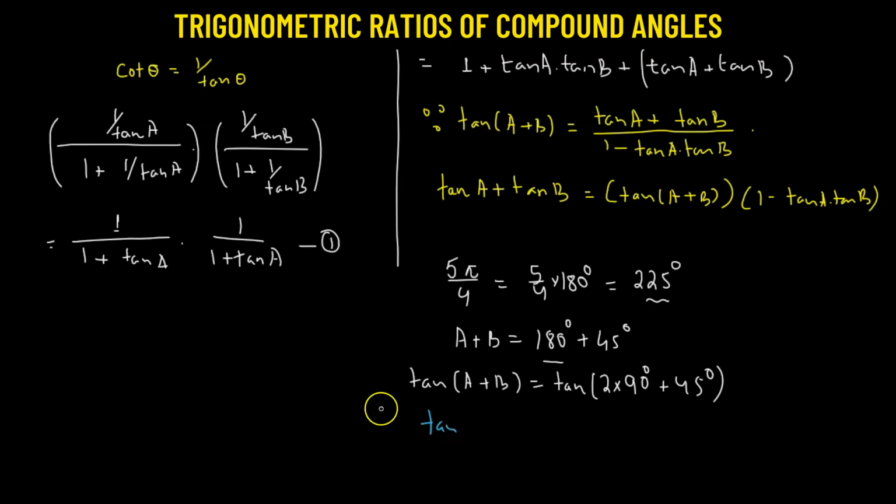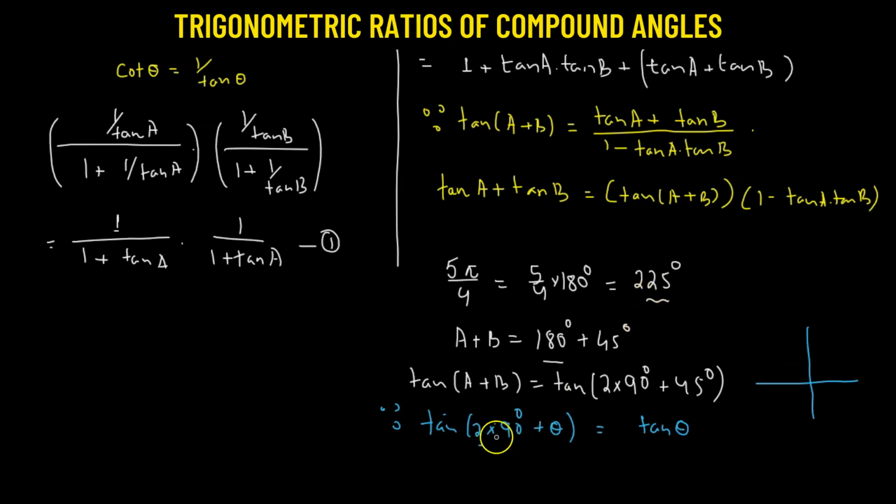That means whenever we have tangent of 2 times 90 degrees added to an angle theta, this becomes equal to tangent. The reason it's becoming tangent is that we have an even multiple of 90 degrees. Whenever it's an even multiple, the tangent function remains the tangent function, but the new angle will now become theta. Now we'll also have to take care of the quadrant for the sign of this function, because that is going to depend entirely on which quadrant the angle 225 lies in.